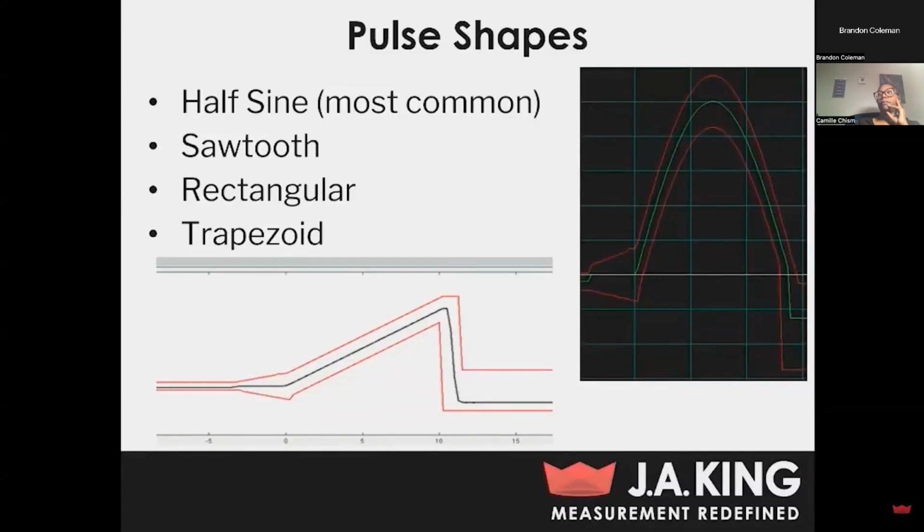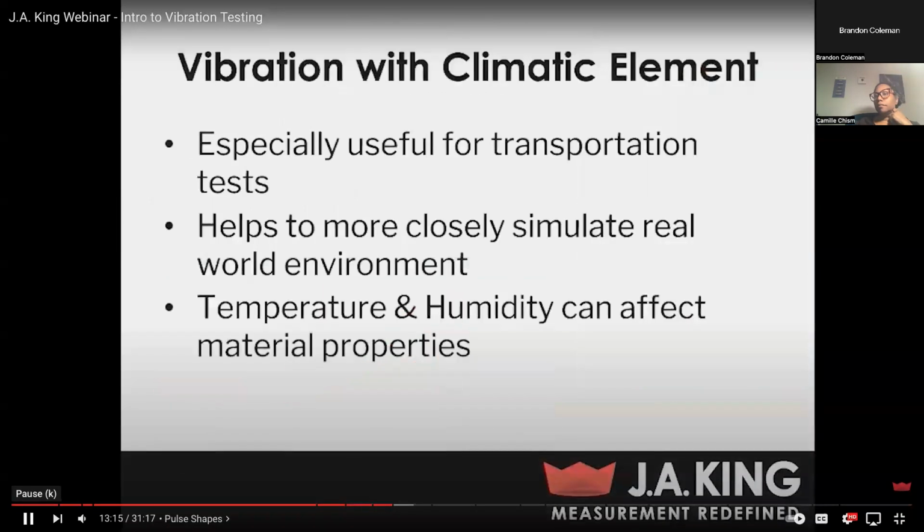As I mentioned, half sine is the most common, but these days specifications are actually moving more towards sawtooth, and that's because there's a more realistic residual spectrum for sawtooth pulse shapes. So the half sine gets used as it's easy, people have been programming it, but they're finding that the amount of vibration and the time of that vibration is more realistic with the other profiles.